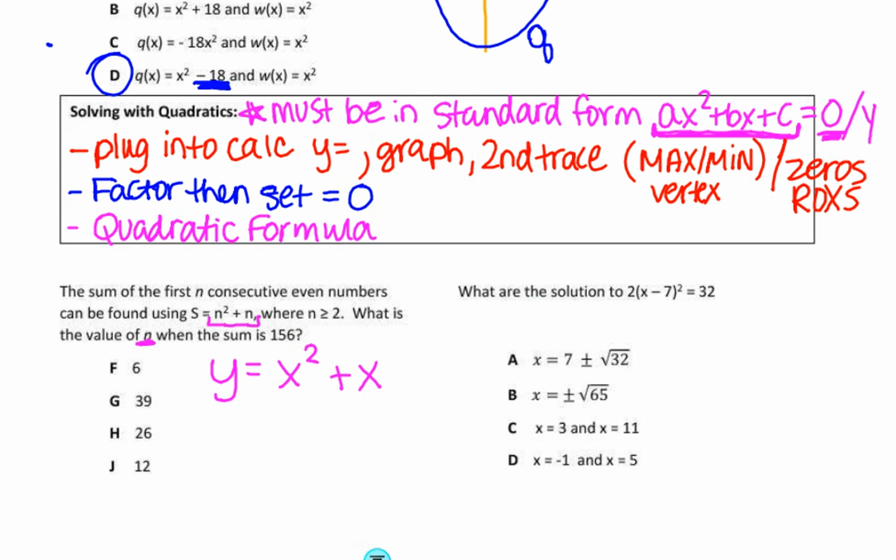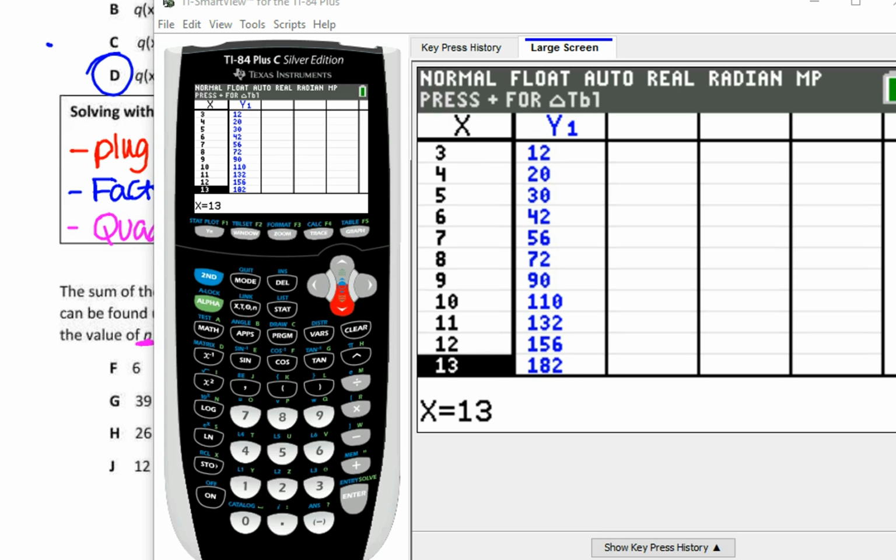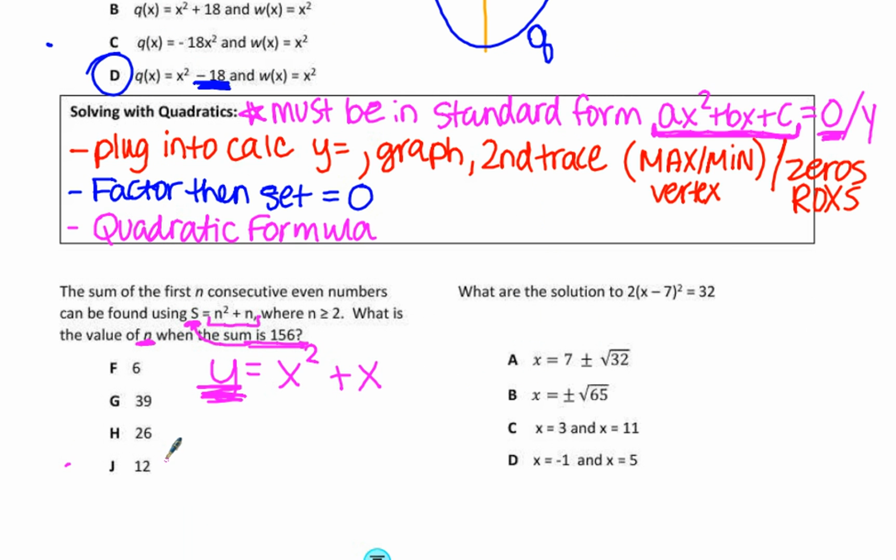So if we look back at the question, it says find when the sum is equal to 156. Well, where is the sum? The sum we are talking about right here, that s, is talking about our y value. So plug that in and go look for whenever y is equal to 156. I found where y is equal to 156, and that's when the value of n is equal to 12, or whenever x is equal to 12.